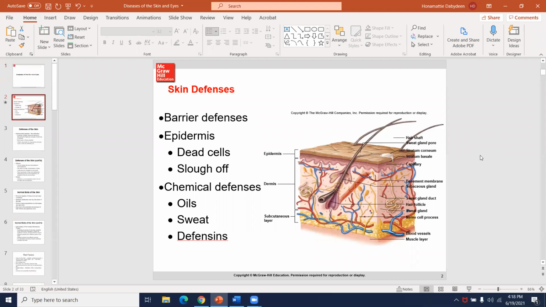a cross section of the skin. You notice that it is made up of a couple of different layers. You have the epidermis, the dermis, and the subcutaneous layer. Now, when we talk about the integument, we're really talking about the skin, the hair, the nails, the sweat glands, and the oil glands, or the sebaceous glands that are there.